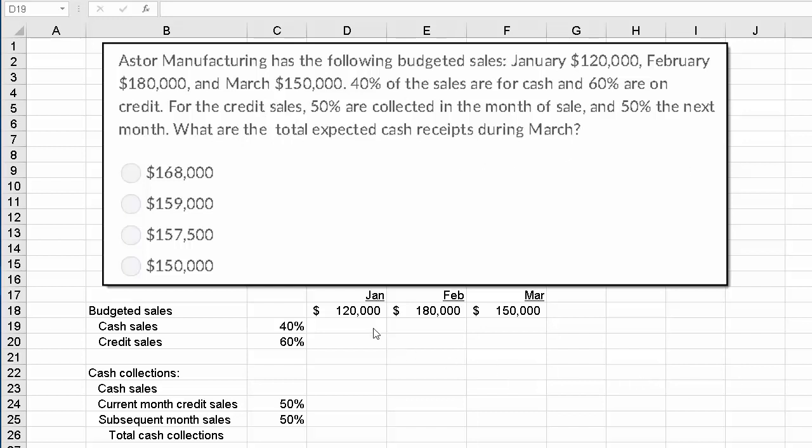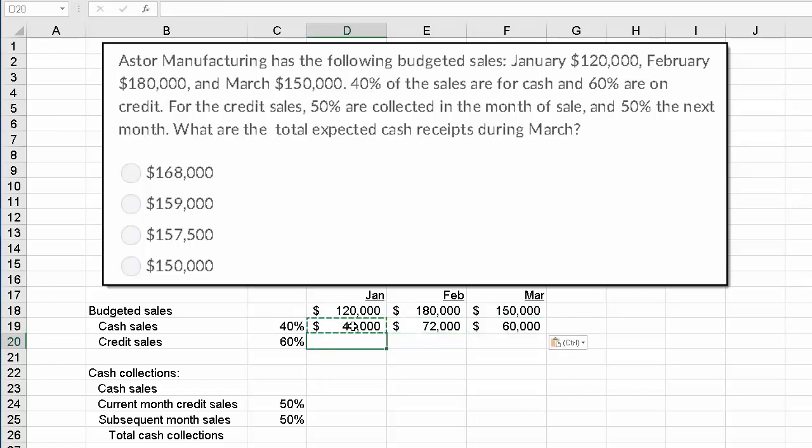Okay, so I've set it up down here, and I think you can see it. So there's our monthly budgeted sales, and then what we have to do is figure out the appropriate percentages. So we think cash collections would be 40%. So I'm going to take the 120,000 times 40%. Now I'm going to lock in absolute references on C so that I can just copy that across.